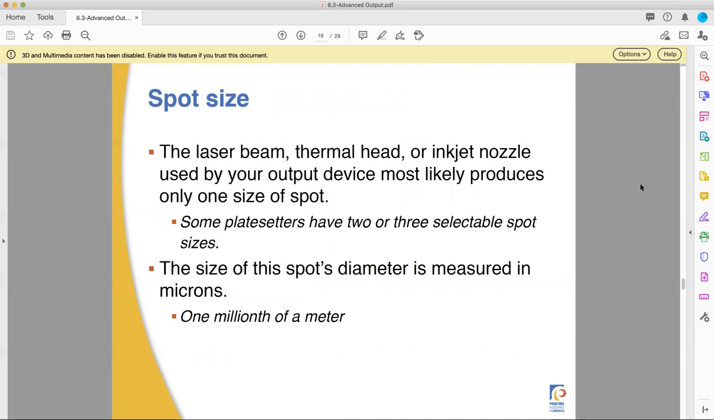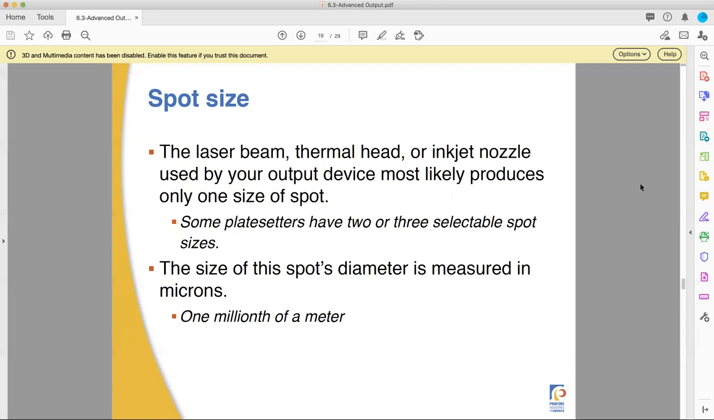Spot size. The laser beam, the thermal head, the inkjet nozzle, whatever it is making it, likely only has 1 size. That's standard. Inkjets don't make different size ink droplets. Laser jets don't do individual size toner flecks. They only have the 1 size. And a lot of times the lasers that image plates only have 1 focal size.